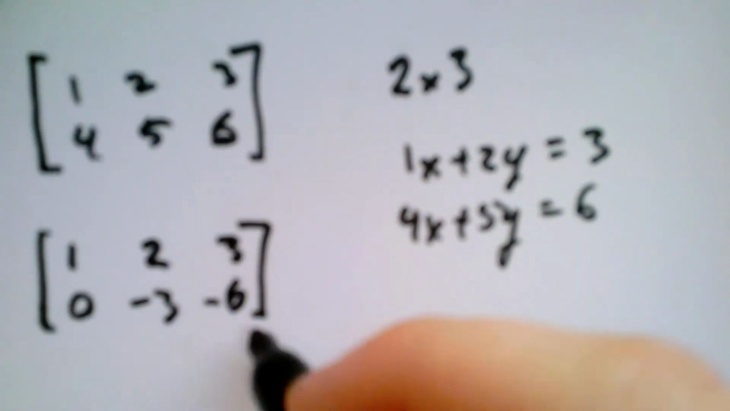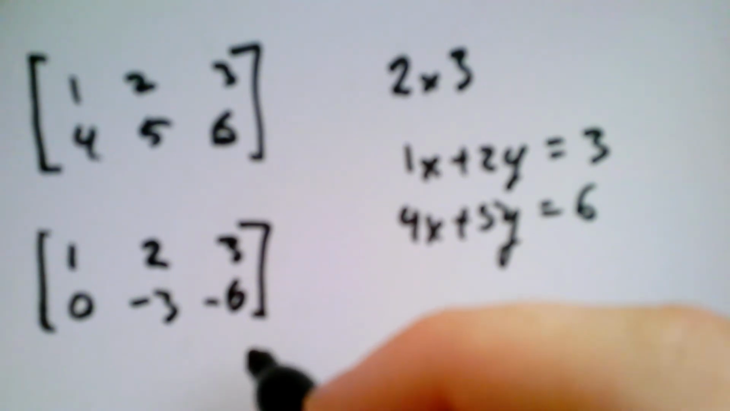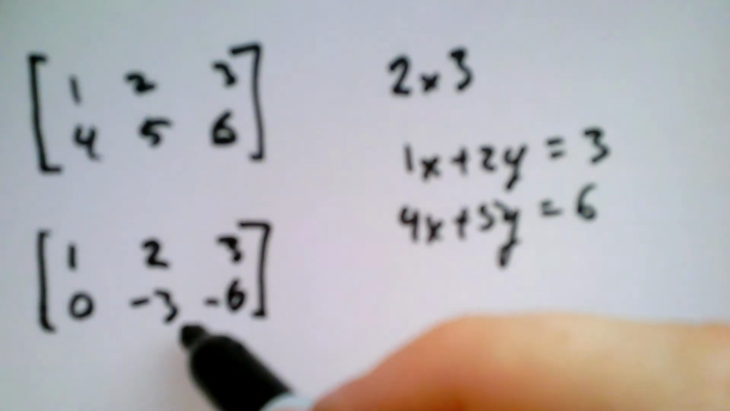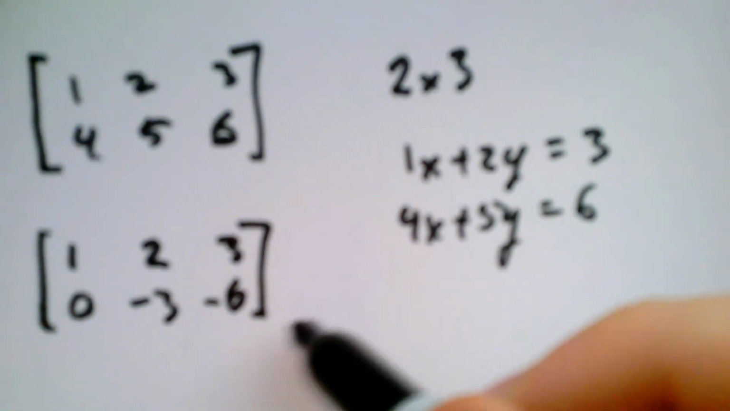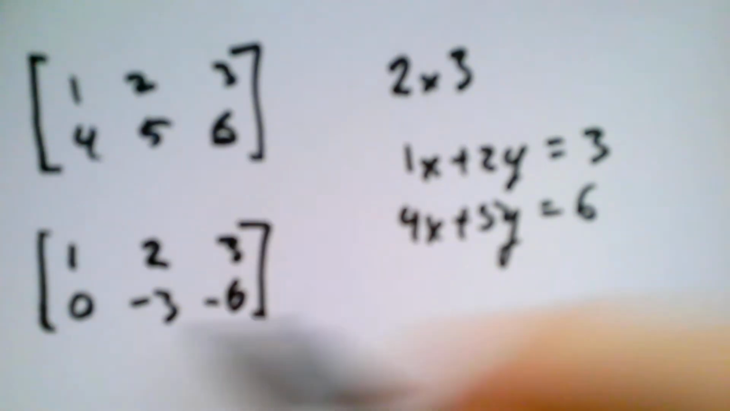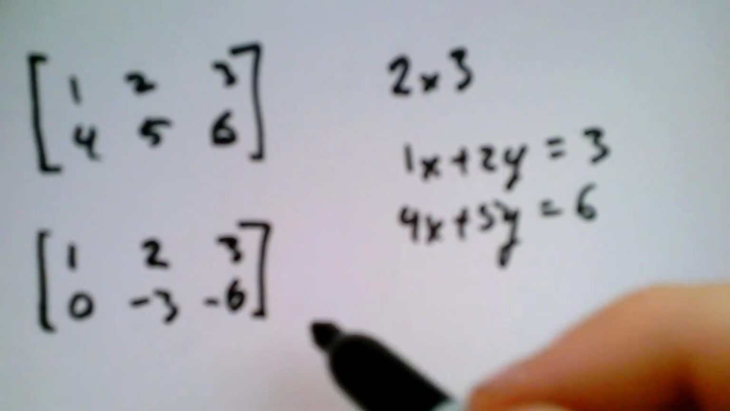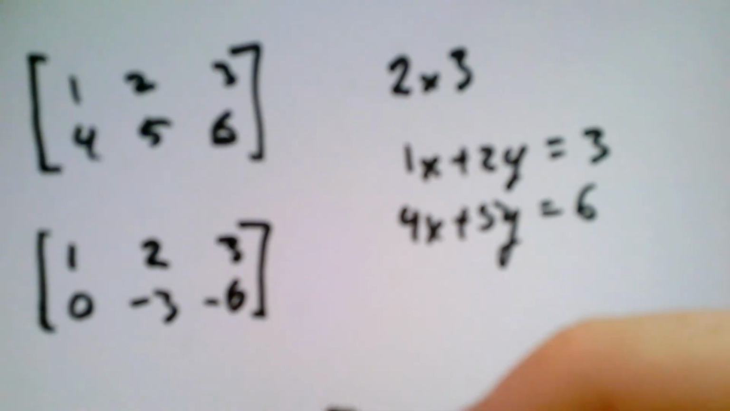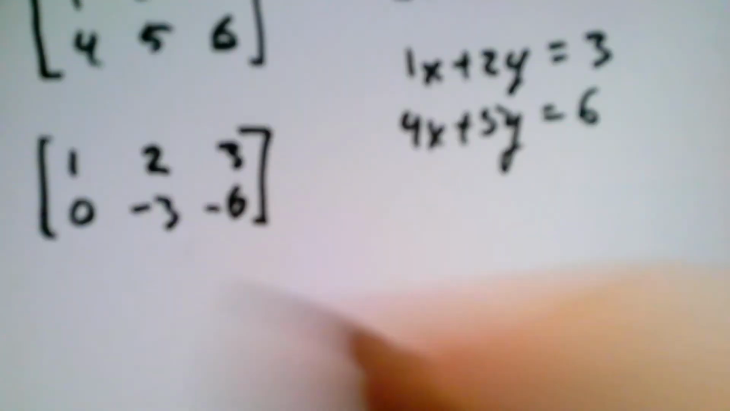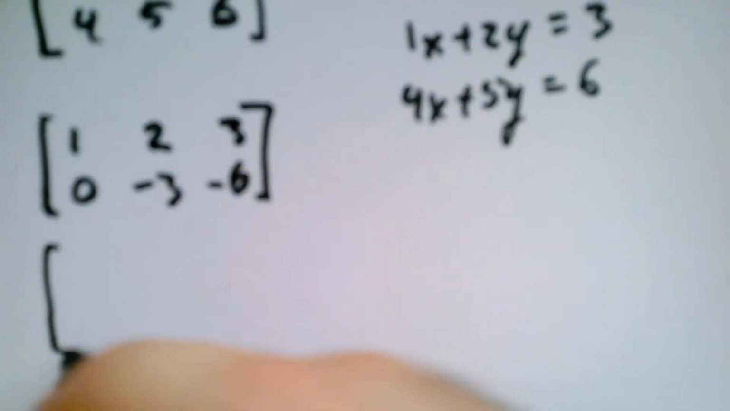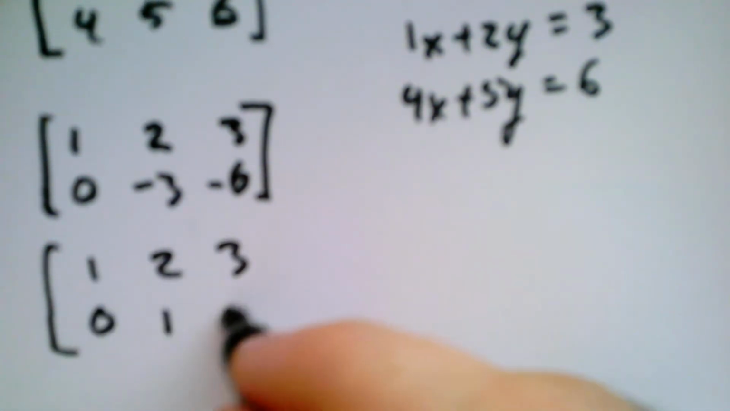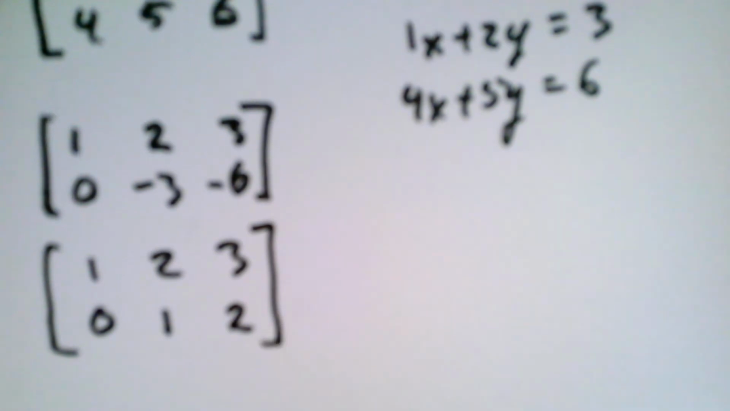The next is really up to you. You can either kill this 2 off, or you can divide this second row by negative 3. I'm going to choose the second of these options because the numbers work out nicely that way. If I did that, I would get the matrix 1, 2, 3, 0, 1, 2. I just divided all of the entries in the second row by negative 3.